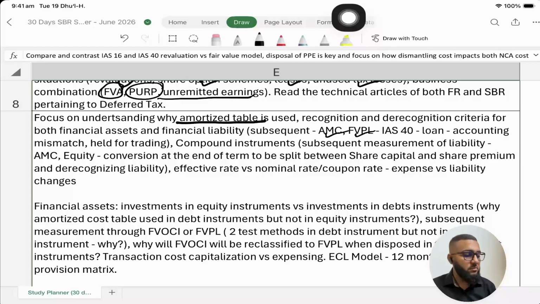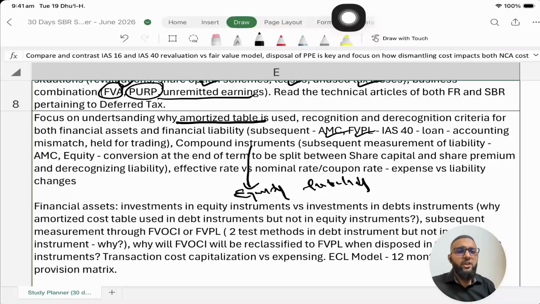And then the compound instruments. Compound instruments are instruments which have the characteristics of equity as well as liability. So there's a way in which you recognize a liability initially, and then how the balance becomes your equity, and how equity remains unchanged while the liability changes. At the end of the term there could be a conversion happening. How that's going to be split between share capital and share premium, you will have to know, and how you're going to derecognize the liability if at the end it's equity that you're going ahead with. But if it's liability from the beginning itself, you will be using the amortized cost table and you'll be unwinding that.